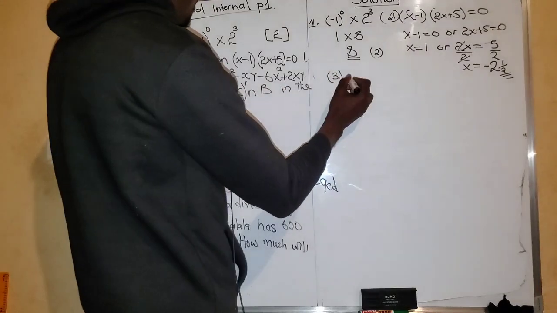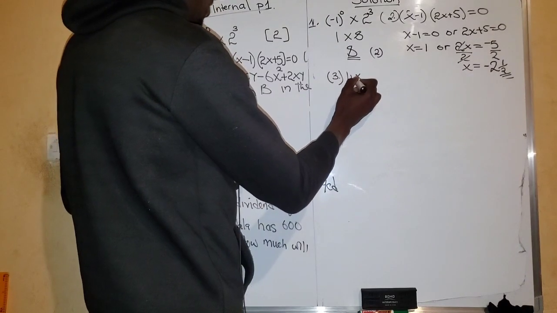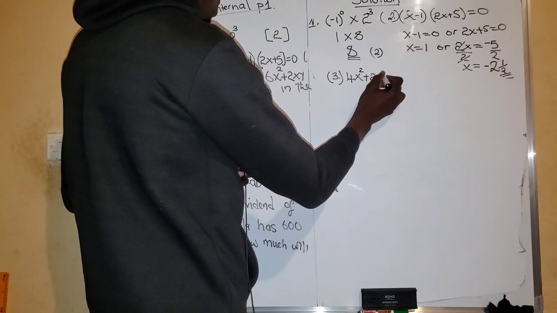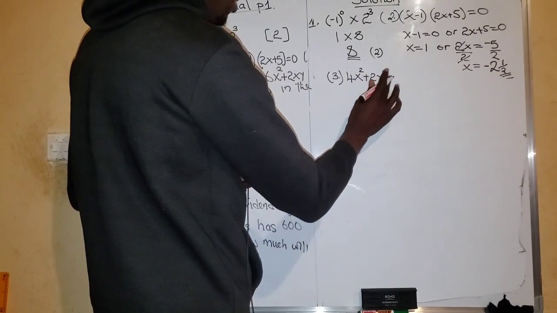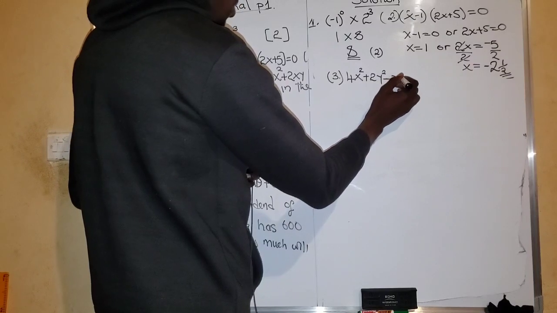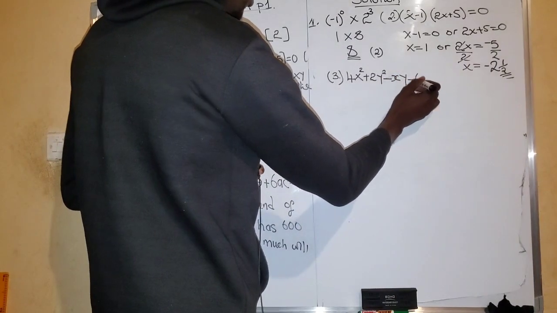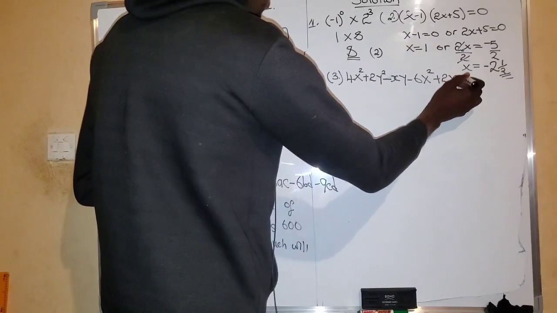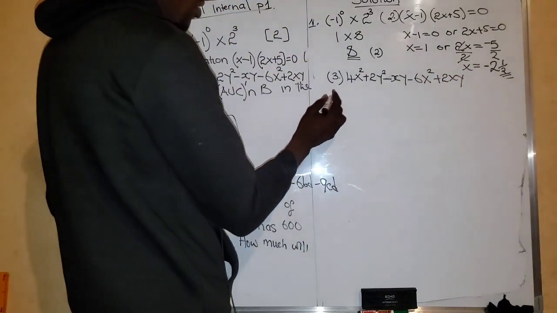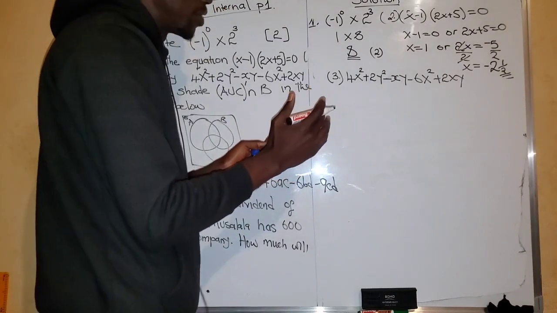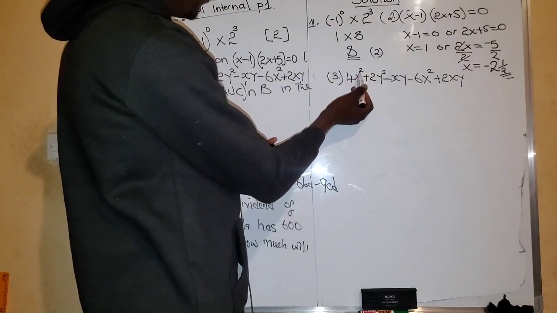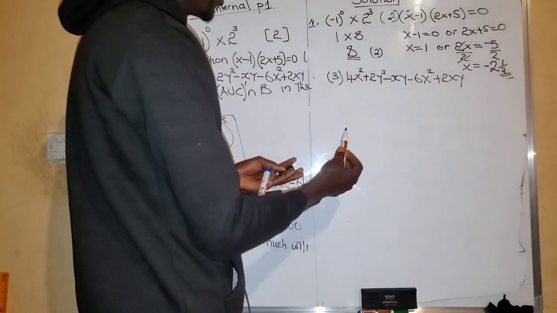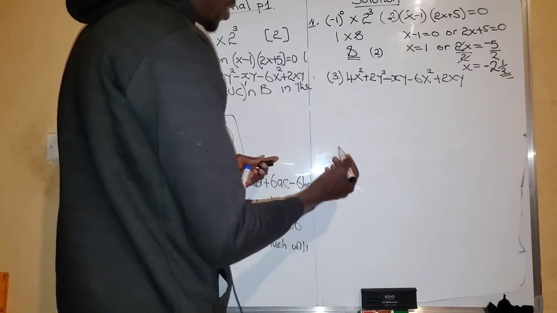So we have 4x squared plus 2y squared plus minus xy minus 6x squared plus 2xy. So we group the like terms. Those that have x power 2, you put them one side. Those with y, you put them one side. Those with xy, you put them one side.